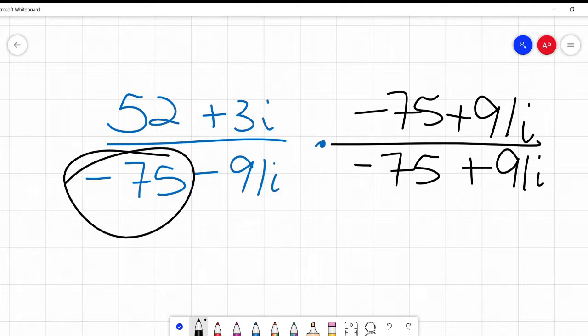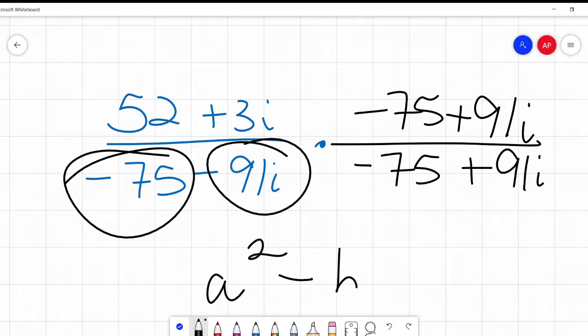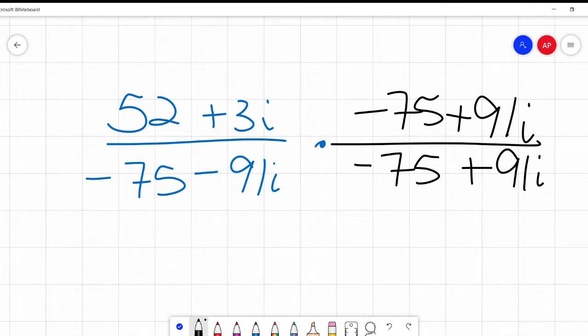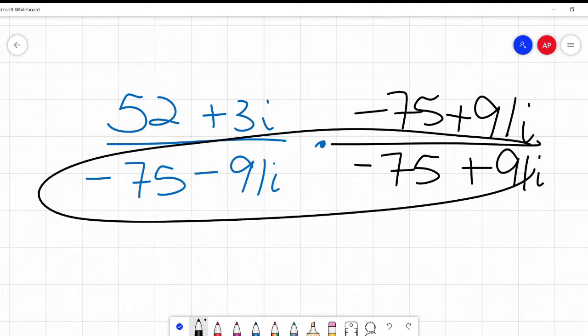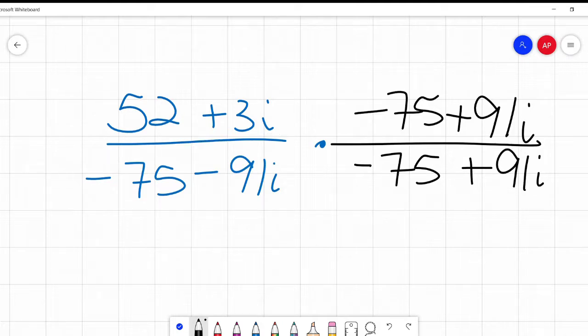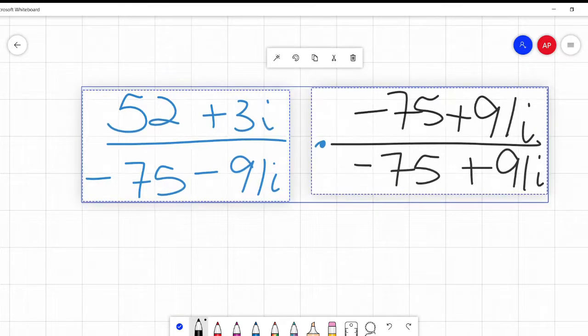And on the bottom, you're going to be left with this number squared, the a, minus this number squared. And the i's will always disappear. If you do this, you multiply these two together on the bottom and the i's don't disappear, you've done something wrong and you need to go back. And even though it looks crazy, what you get at the end, when you have another fraction that frankly may look more complicated than what you started, it will be simplified.